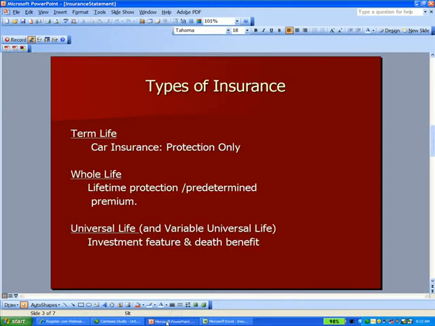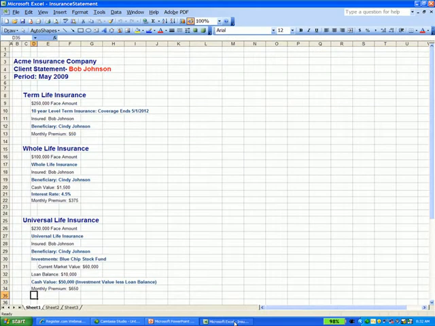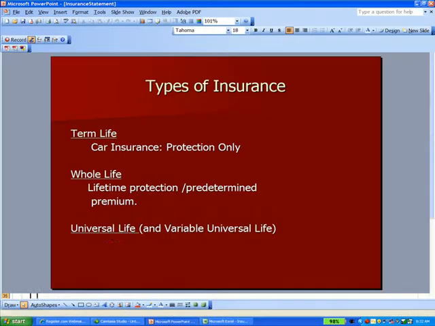As you saw in the first presentation, we wanted you to imagine having your own insurance statement and getting it in the mail. And I flipped to Excel, where we see three kinds of insurance: term life, whole life, and universal life. If I flip back to PowerPoint, I have these three definitions we talked about earlier. Term life is like car insurance. You're simply paying for coverage. You get no other benefit or value other than the fact that you're covered. If it's your car insurance, you're insured on your car. If it's life insurance, your life is insured for a fixed period of time.